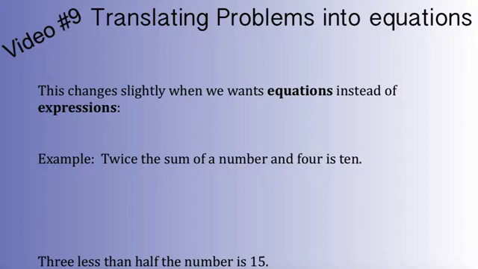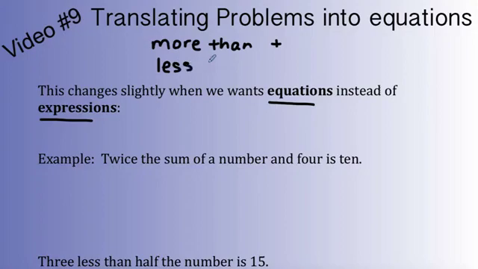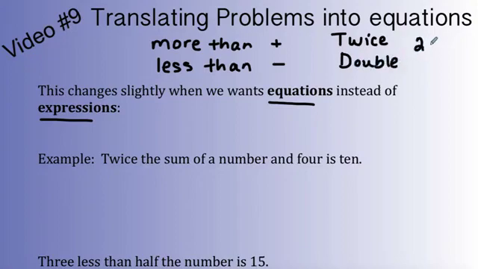Now earlier in your summer work we reviewed how to turn words into expressions, and we're going to change this slightly because now we want equations instead of expressions. So just to get our mind around the words again: remember that more than means add, less than means subtract, and I said that less than was a flip-it-around word. If I say twice something or double, that means you're multiplying by 2. If I said triple, I'd be multiplying by 3.